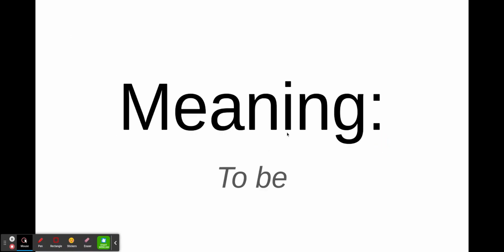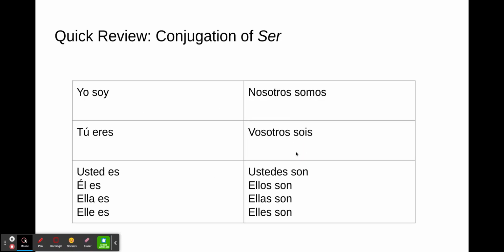Both ser and estar mean to be. Let's take a look at the conjugations of the verbs first before we get into taking a look at how and when we use each one. We're going to start with the verb ser, to be.